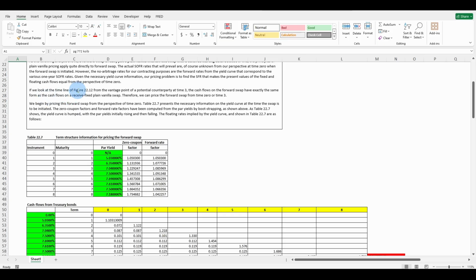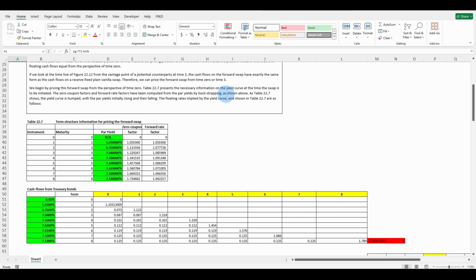If we look at the timeline of figure 22.12 from the vantage point of a potential counterparty at time 3, the cash flows on the forward swap have exactly the same form as the cash flows on a received fixed plain vanilla swap. Therefore, we can price the forward swap from time 0 or time 3. We begin by pricing this forward swap from the perspective of time 0.